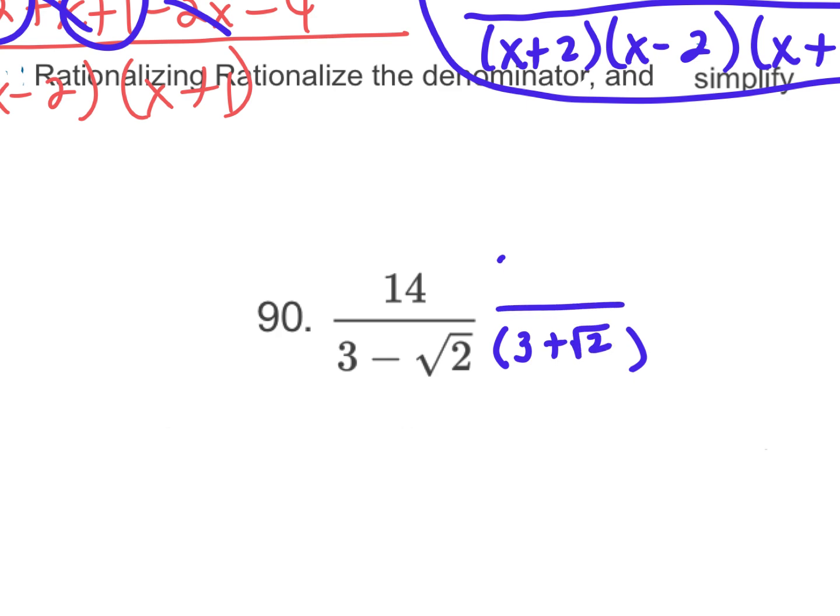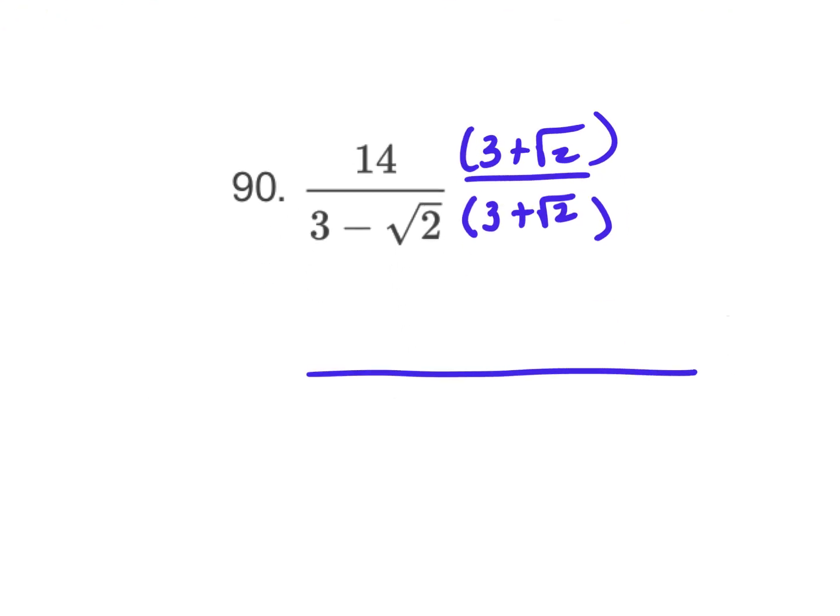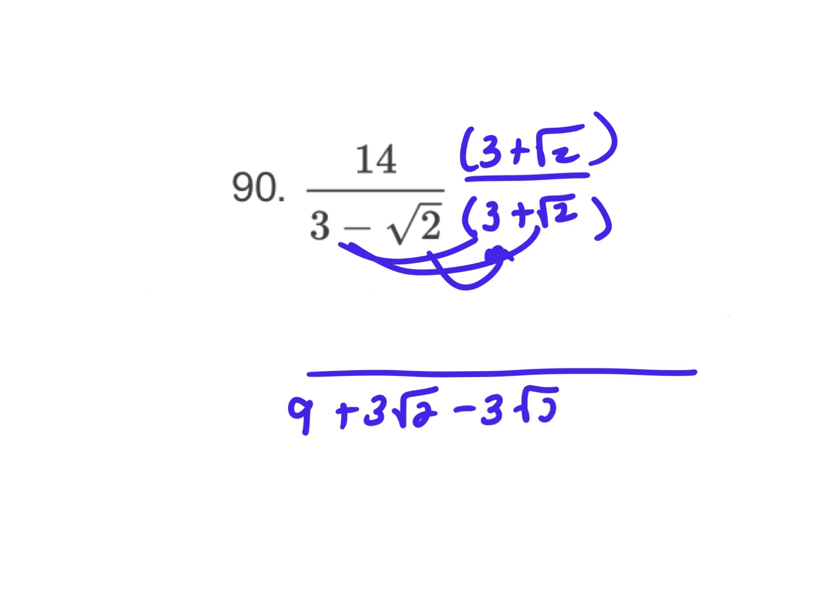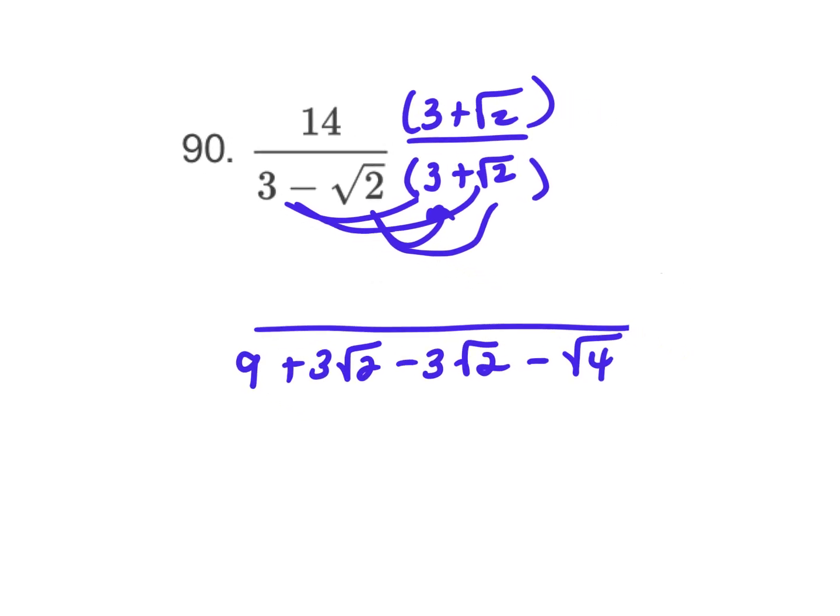And what you do to the bottom, guys, you do where? To the top. So let's work on our denominator first. Make sure our radical cancels out, which is what we need to happen. 3 times 3 is 9. 3 times positive root 2 is plus 3 square root of 2. Negative root 2 and 3 gives me minus 3 square root of 2. And negative root 2 times positive root 2 gives me minus the square root of 4. So let's simplify.